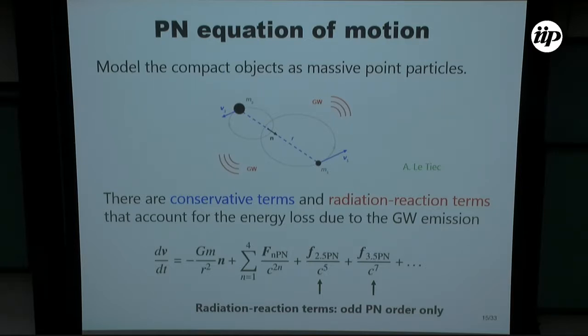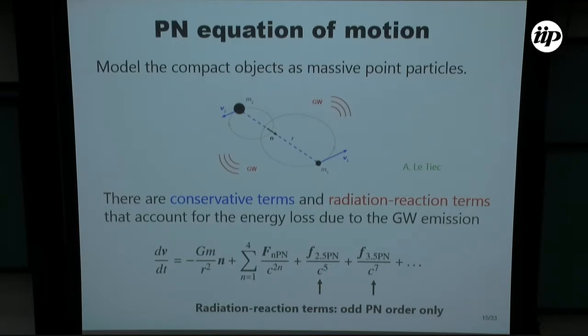So the equation of motion in the post-Newtonian theory is some correction to the Newtonian potential plus some damping term that takes into account the energy loss of the system. So this is not quite straightforward to solve. But the point here is that the damping term only has the odd powers of the post-Newtonian counting order, c to the minus 5 and c to the minus 7.